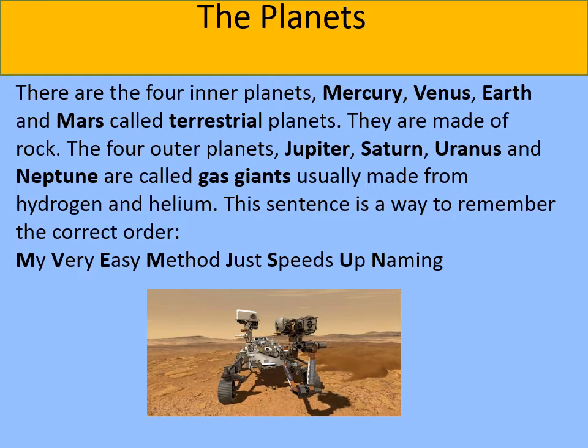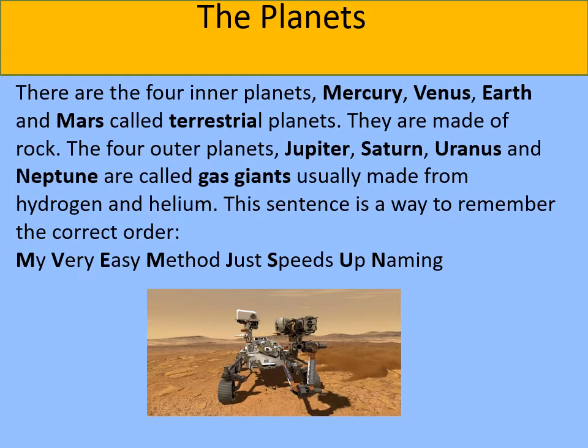The gas is usually hydrogen or helium, although if you look at the case of Uranus and Neptune, they also contain a lot of methane gas. And if you want to remember the order in which these planets are positioned from the sun, you can use a mnemonic.